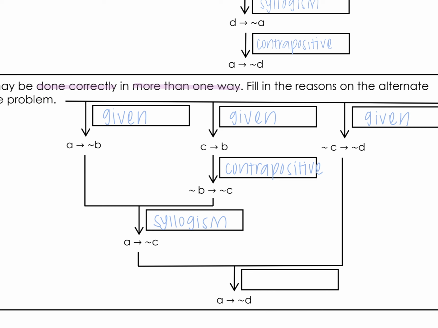And down below, if we look, we will notice that we have that not C in both of them. Okay. And it's the ending of one, beginning of the next. So we can go straight into our syllogism to connect those two sentences. And we get if A, then not D, which is what we were trying to prove.